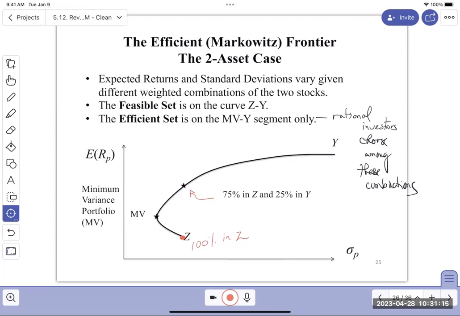So none of these are feasible. Oh, they're feasible. Sorry, they're not efficient. They're all feasible. I can calculate weights for them. I'm going to call these not rational, because by adding more of Y, you can always do better and there's no trade-off.